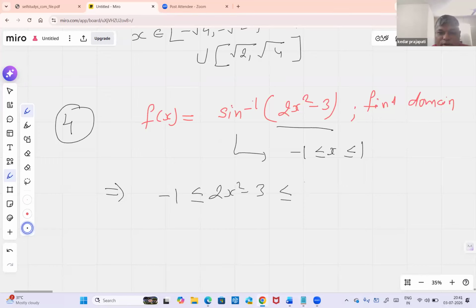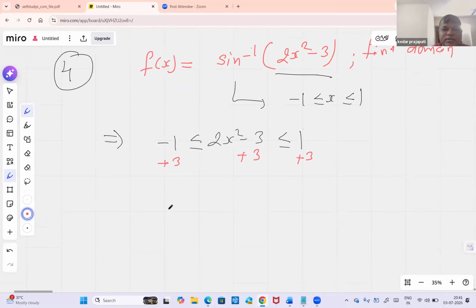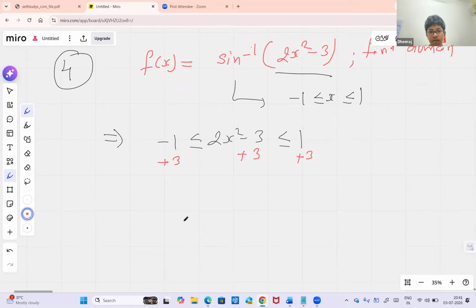Right? Now our task is to get x from here. Directly we cannot get x. First we have to remove 3. So in order to remove 3, we have to add 3 here, then add 3 here also, and here also. Correct? Yes, sir. So this will become 2 less than or equal to 2x square less than or equal to 4.